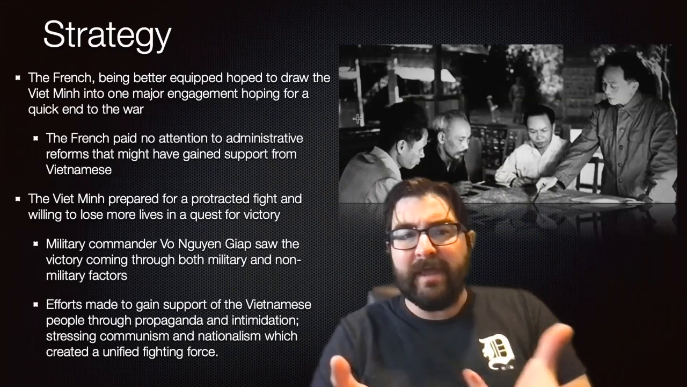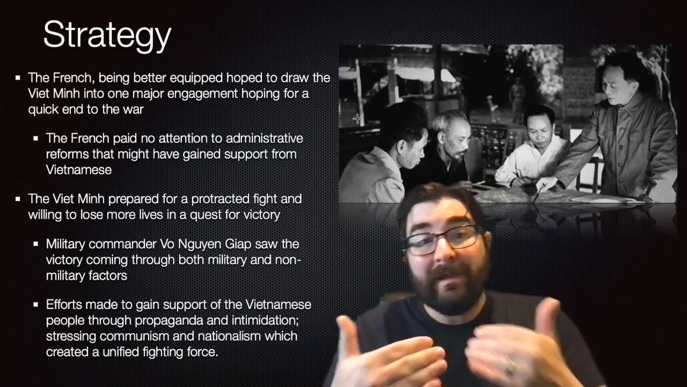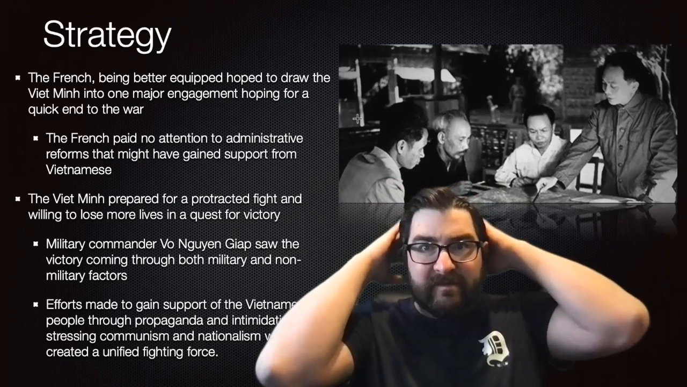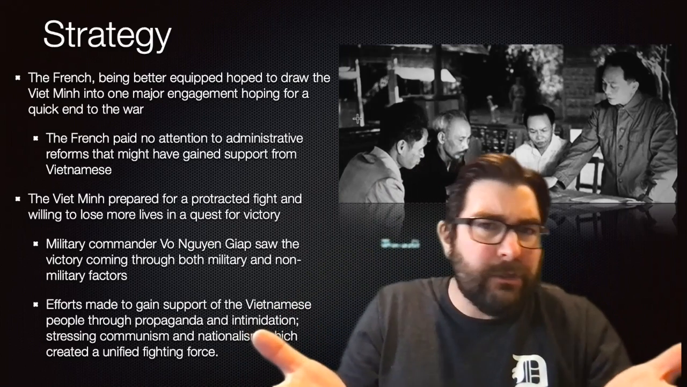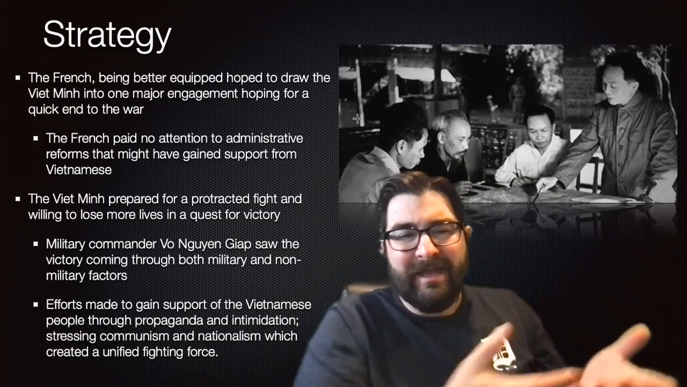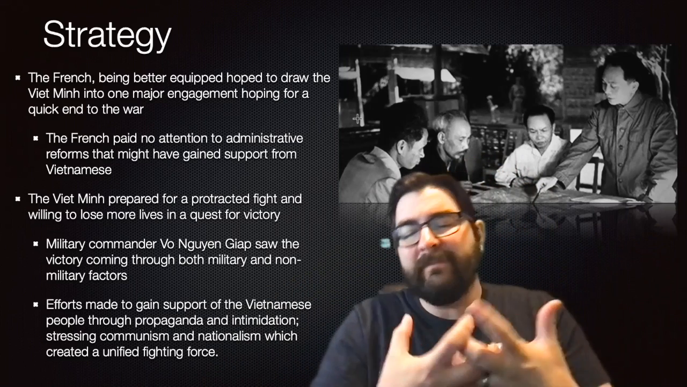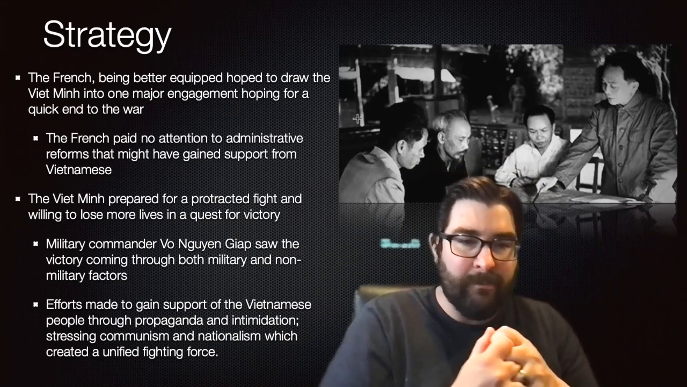On the other hand, the Viet Minh are preparing for a long, protracted fight, and they're willing to give many more lives in this quest for victory. This is seen by the Viet Minh as an existential crisis. If the French army loses, they go back home. If the Viet Minh lose, they don't get a nation. And so this becomes a fight that they are very willing to lose tremendous numbers.